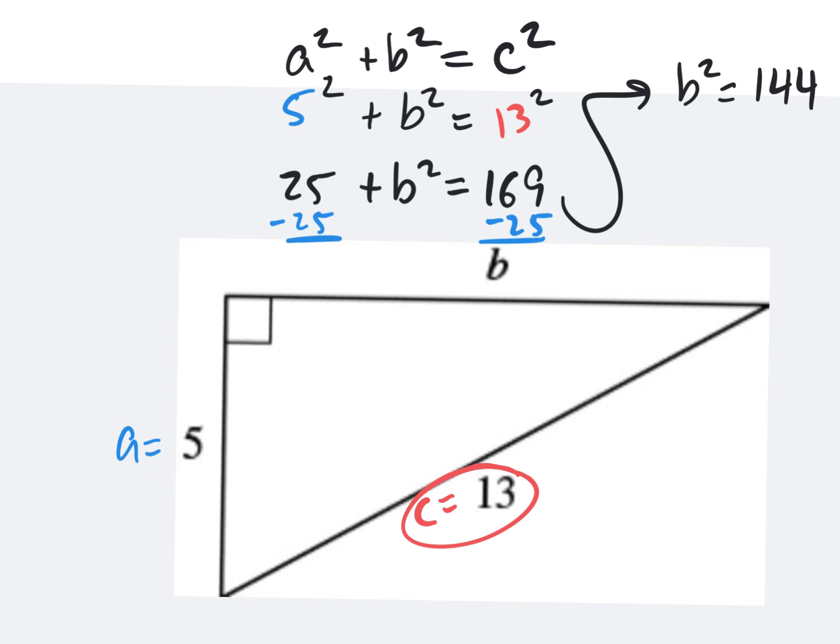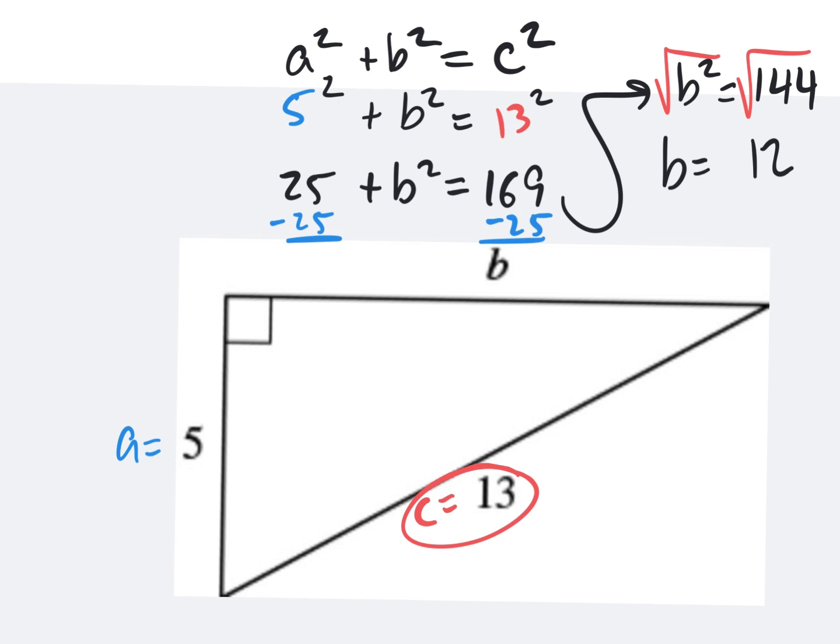To get rid of the square on the b squared, you're going to have to apply the opposite of a square, which is the square root. We do to one side, do to the other. And you will end up with b equaling, technically it's a plus or minus 12. But again, when we're talking about a real world like measurement from here to here, there's no such thing as a negative measurement. So we would only say that the answer is b equals positive 12, not plus or minus 12.